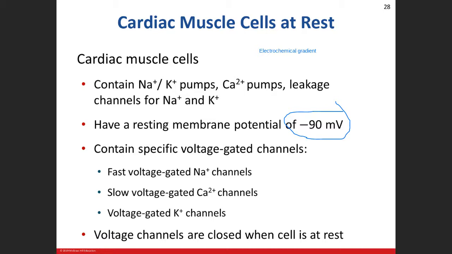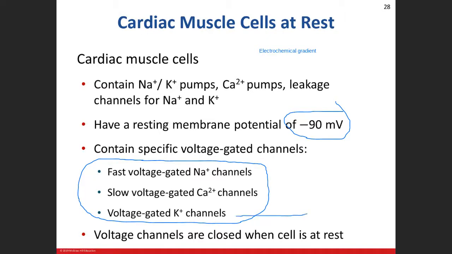So when we were talking about the nodal cells, we saw these three channels, except in nodal cells it's a slow voltage-gated sodium channel and a fast voltage-gated calcium channel. In the cardiac muscle cells, it's a fast voltage-gated sodium channel. So we just flip-flop them. In this situation, we're dealing with fast voltage-gated sodium and slow voltage-gated calcium channels, but then we have our regular voltage-gated potassium channels.